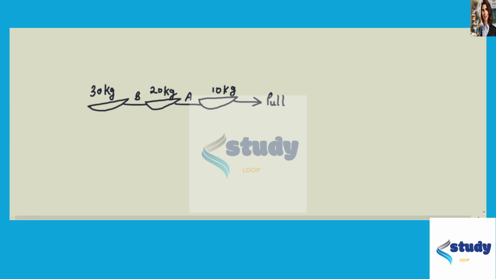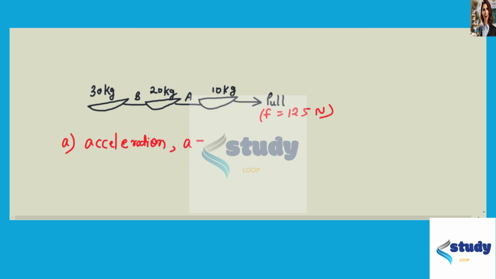So here we have these three sleds and it is being pulled to the right here, and the floor here or wherever the sled is present, that is frictionless. So assuming this force with which it is pulled is 125 newtons, we need to find out the acceleration of these three sleds.